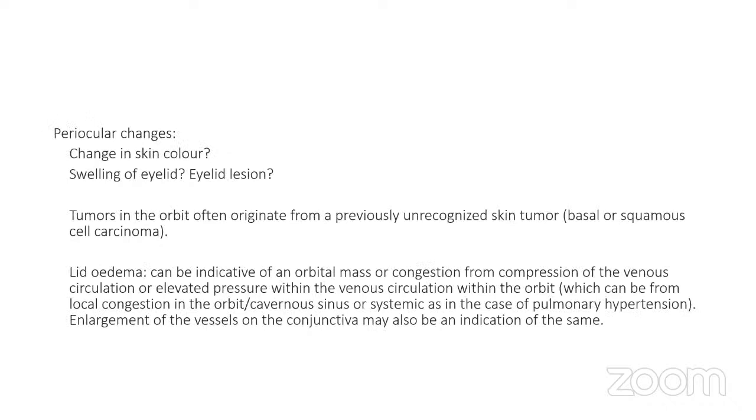So the next thing we have to check for is the periocular changes, whether there are changes in skin color, whether there is swelling of the eyelid or any eyelid lesions are present. Tumors in the orbit often originate from a previously unrecognized skin tumor, so basal or squamous cell carcinoma, which is why the changes in skin color or any eyelid lesions are important. Lid edema could be indicative of an orbital mass or congestion from compression of the venous circulation or elevated pressure within the venous circulation of the orbit, which can be from a local congestion in the orbit or cavernous sinus or systemic, as in the case of pulmonary hypertension. Enlargement of the vessels on the conjunctiva may also be an indication of the same.